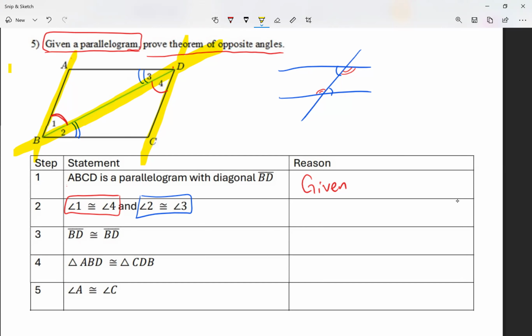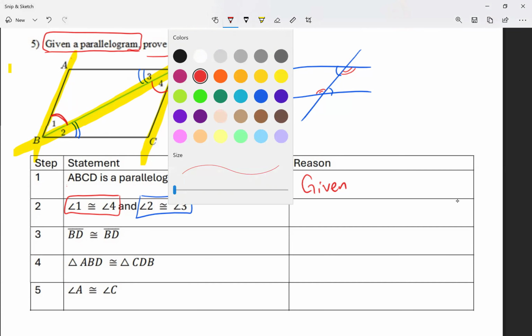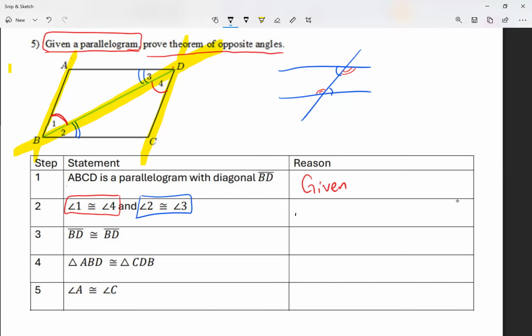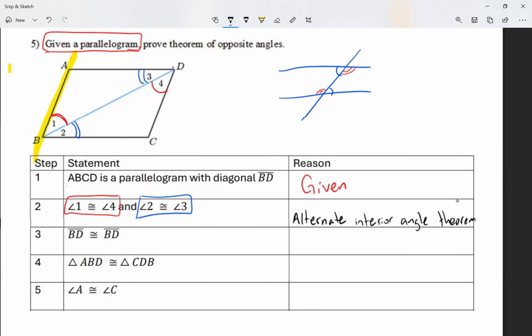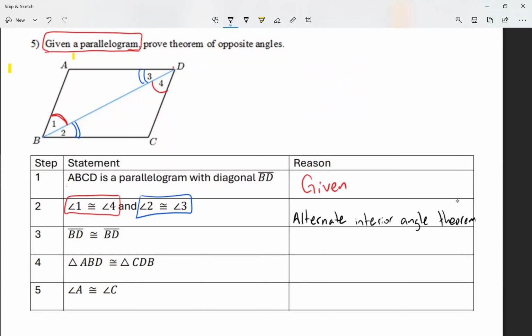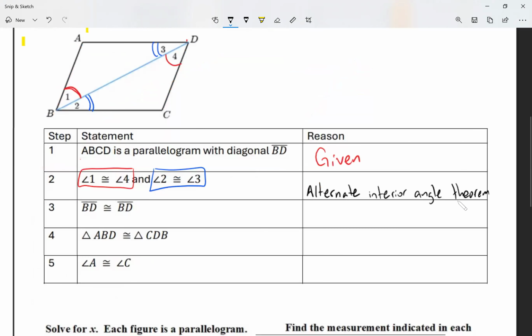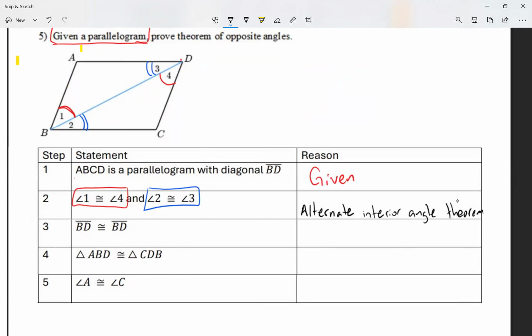So my reason why I'm going to accept this, I'm going to say alternate interior angle theorem. Theorem is basically a fancy way of saying rule. Alternate interior angles. Okay. So I just said those angles are equal. Angle 1 is equal to angle 4. Angle 2 is equal to angle 3. Okay. Then BD is congruent to BD.